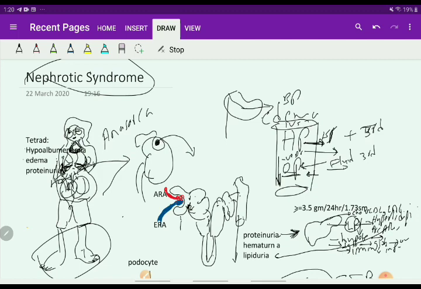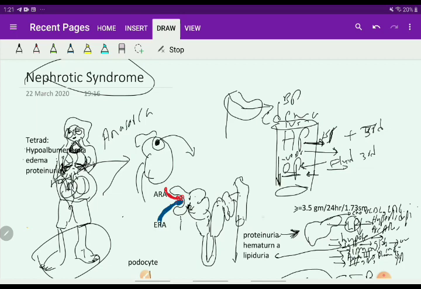One more thing is that there is a loss of antithrombin III, being bound to albumin, and the albumin is not there, so it will become free and be lost in the urine. Also plasminogen and plasmin are going to be lost in the urine. On the other hand, the liver will synthesize more factor V and factor VII and prothrombin, and the result here is hypercoagulability, and the patient may present with thrombosis.